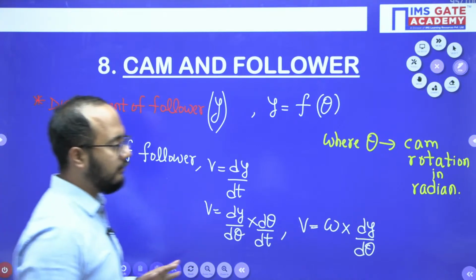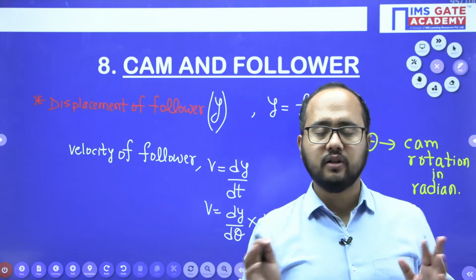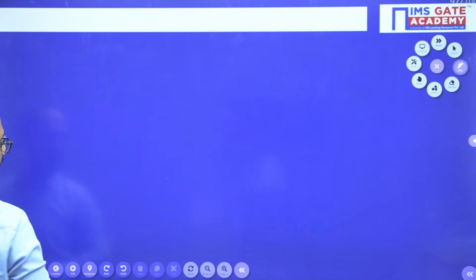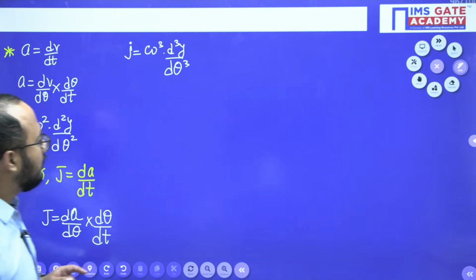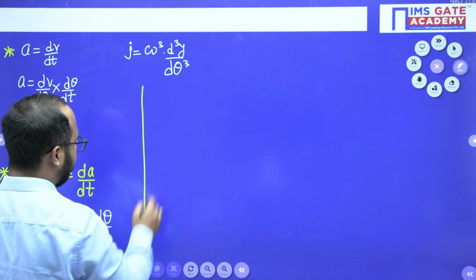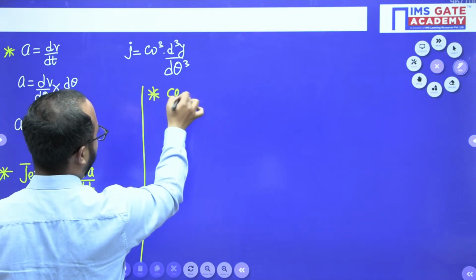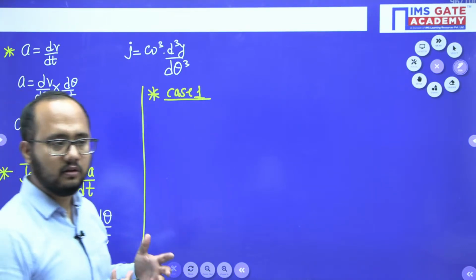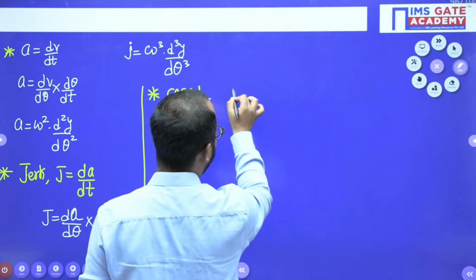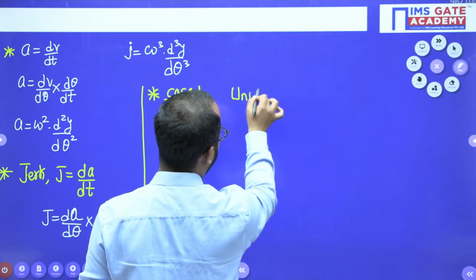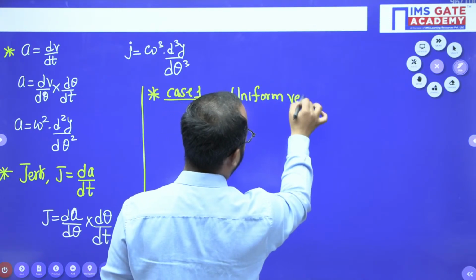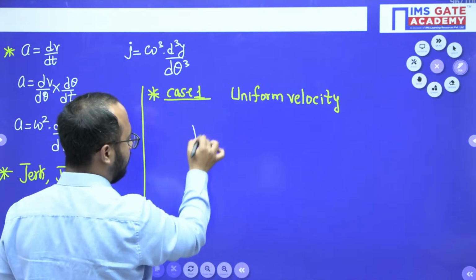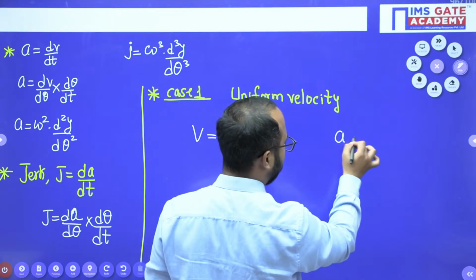Remember, velocity of follower we have calculated, acceleration of follower we have calculated, jerk of this follower we have calculated. All these important parameters we have calculated. Now, actually, what we'll do here, four different cases are there that we need to discuss here, like case 1. And in each and every case, you need to remember the formulas, like velocity formula, maximum velocity, maximum acceleration, like this. First case, uniform velocity. Okay, uniform velocity. In that case, the velocity formula we should understand, and obviously the acceleration value is 0.